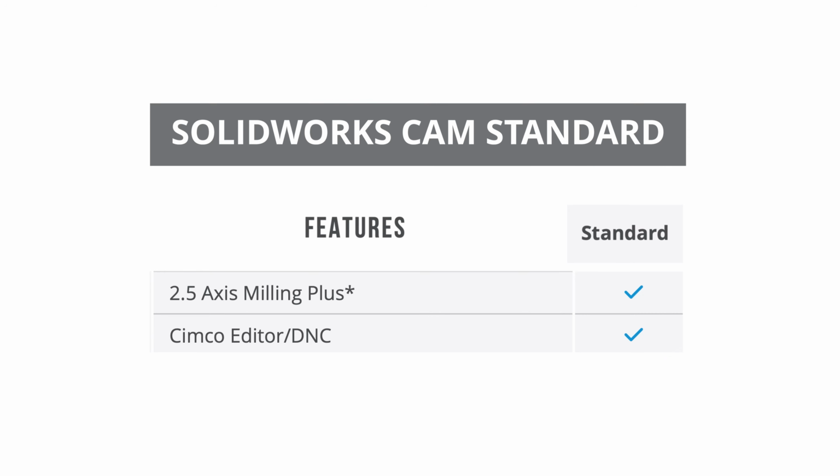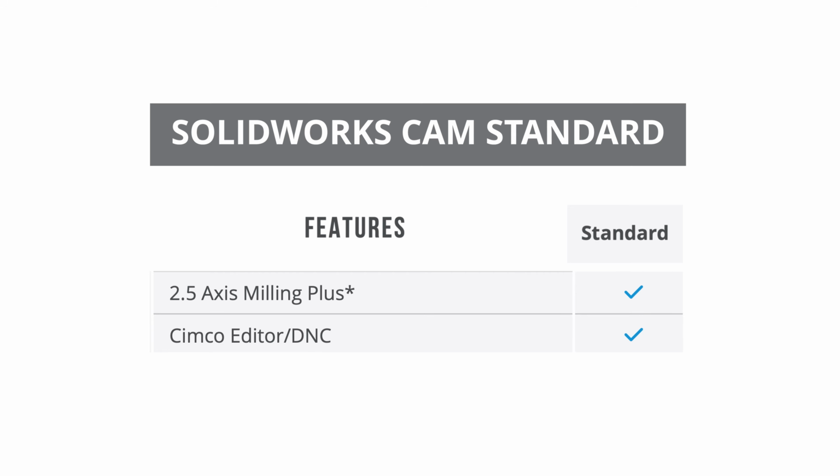SOLIDWORKS CAM is used for CNC programming. It's fully integrated into the SOLIDWORKS seats, as you mentioned. The SOLIDWORKS CAM Standard is primarily for 2.5 axis milling. And so those customers would be those with a 3-axis CNC milling machine.